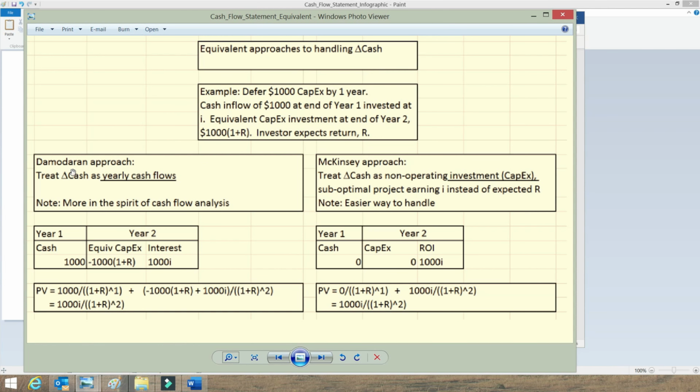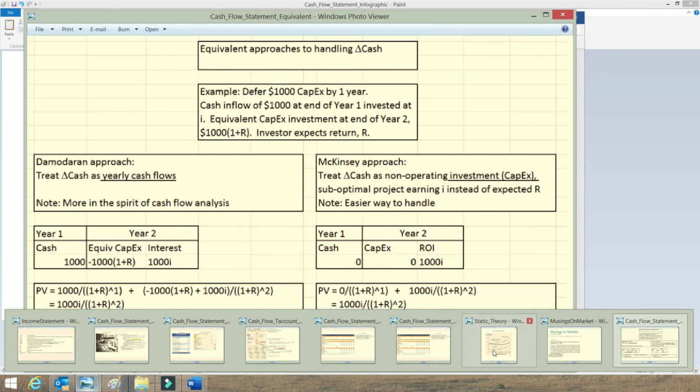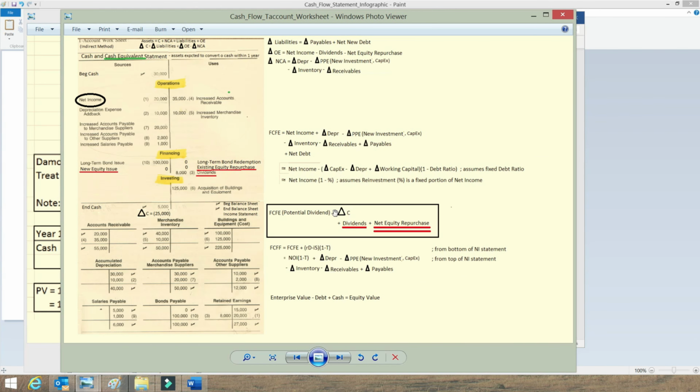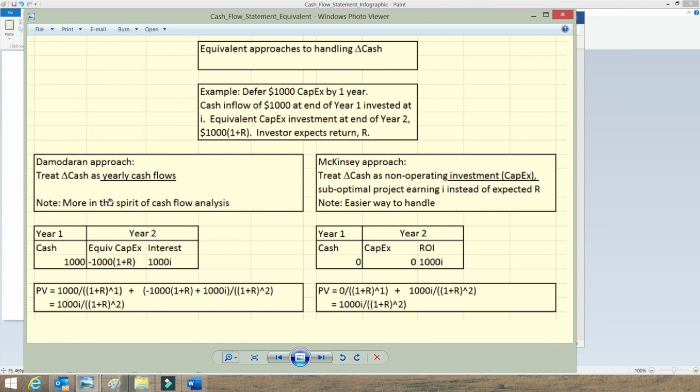One way I'll refer to as the Damodaran approach, which is Dr. Damodaran from New York University. And then there's another approach that's used by McKinsey Consulting. Let's go back to the Dr. Damodaran approach first, which is really more in the spirit of true cash flow. It says that, like the formula we were just showing, as the cash flow occurs in a year, you recognize it as cash flow to the equity holder, and that's what Dr. Damodaran recommends. So let's take a concrete example.